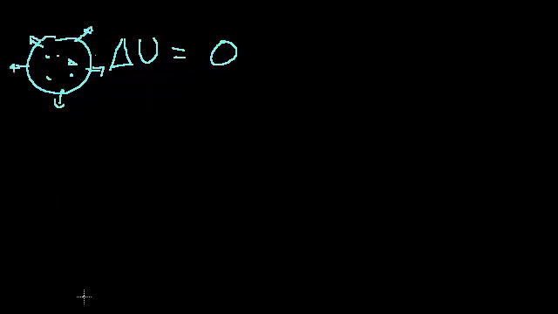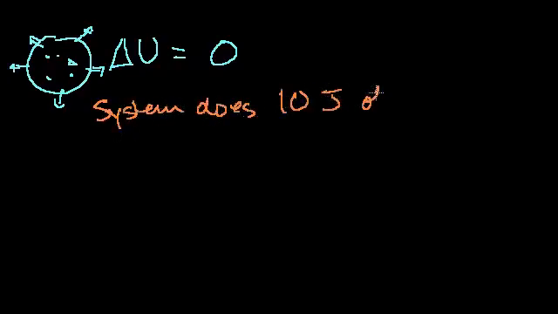I don't know, it's a balloon. And let's say that I have no change in internal energy. Internal energy is 0. And for our purposes, we can kind of view it as the kinetic energy of the particles haven't changed. And let's say by my balloon expanding a bit, I did some work. I'll do this in more detail in the next video. But let's say the system does 10 joules of work.